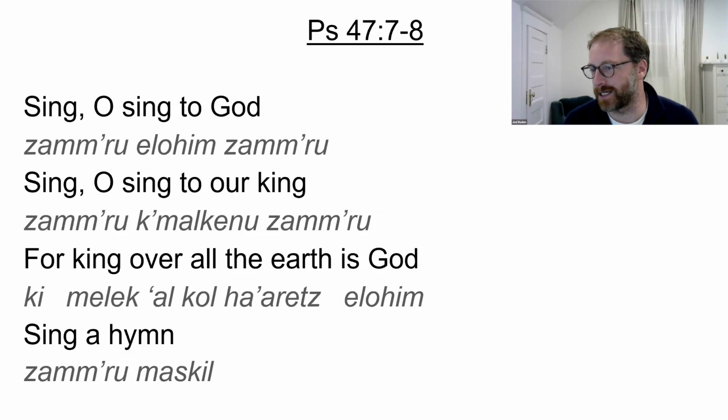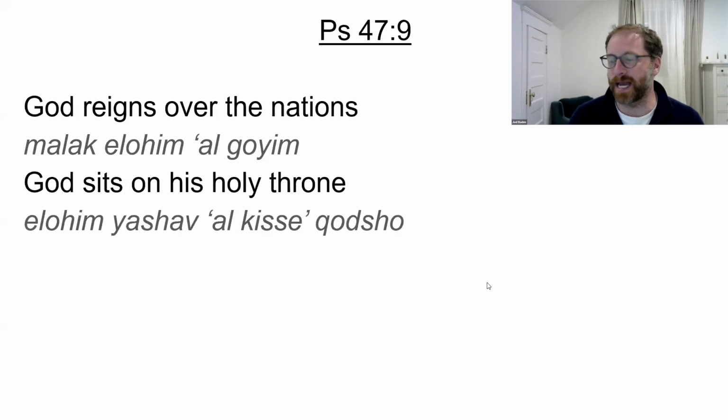And in the last couple of lines, we get what I think is the completion of the enthronement process. God now reigns, right? Sits enthroned over all the nations. God sits on his holy throne. Again, every time it says over here or on, this is the word al, above, on top of. That's elyon. That's Allah, goes up. This is like the key word of the psalm.